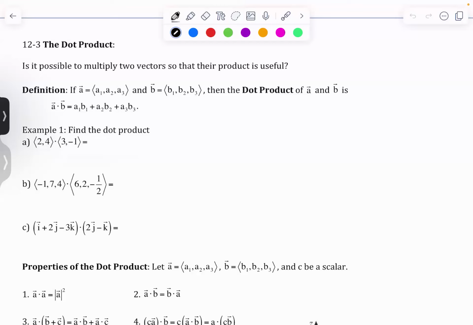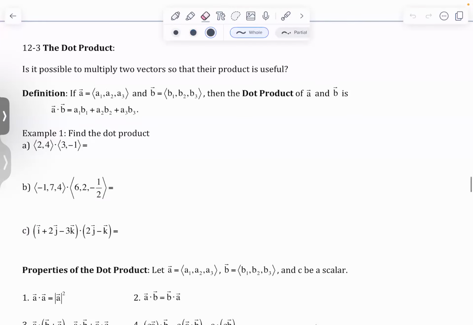In the previous sections, we were introduced to what a vector is, and then we found out how to find its magnitude and do a scalar multiple, how to add them, how to subtract them, how to draw them, and things like that. We are to the first part of multiplying two vectors together. There's actually two different ways to multiply two vectors together. We have the dot product, and then for the next video will be the cross product. So we're going to focus on the dot product right now.